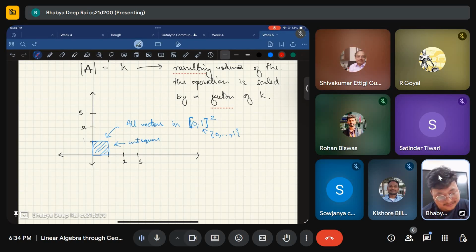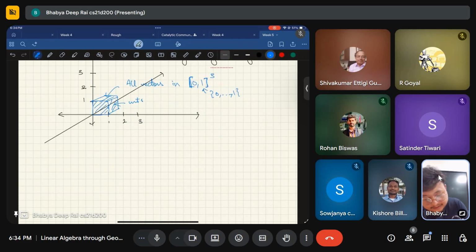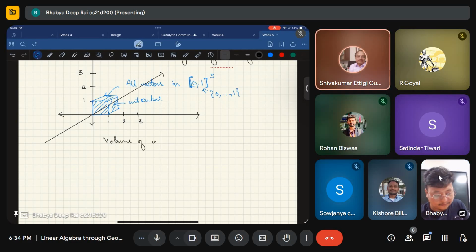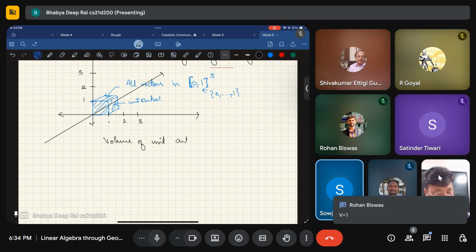Now what I'm doing is I'm looking at a third axis, and bringing a cube here, so all the sides are 1 here, and look at all the vectors inside it. This now becomes a unit cube. What is the volume of the unit cube?